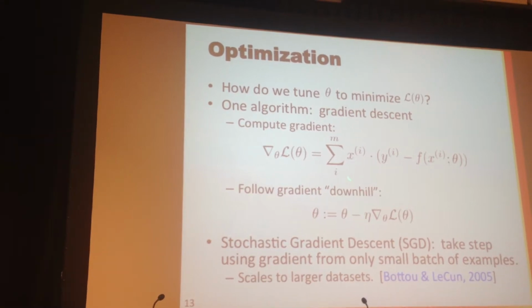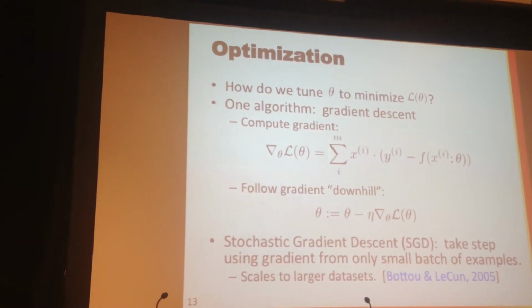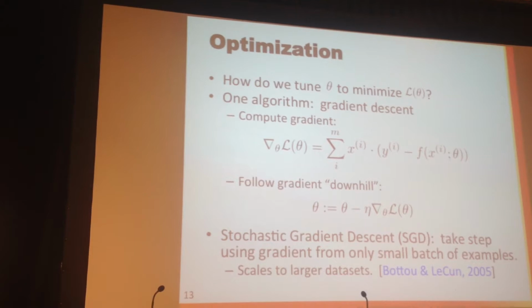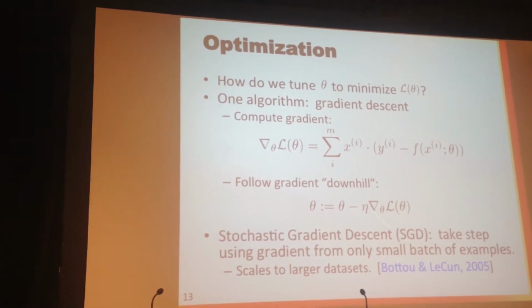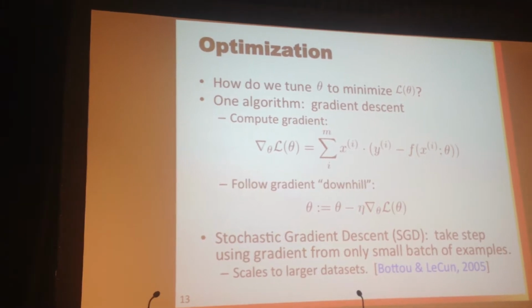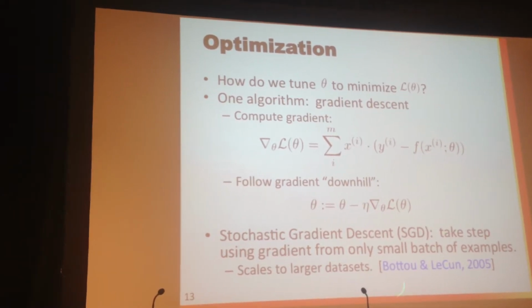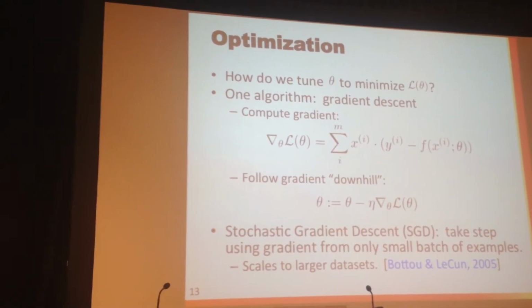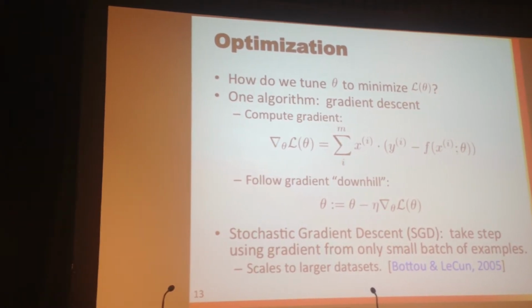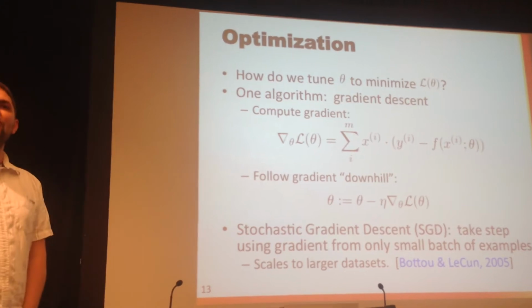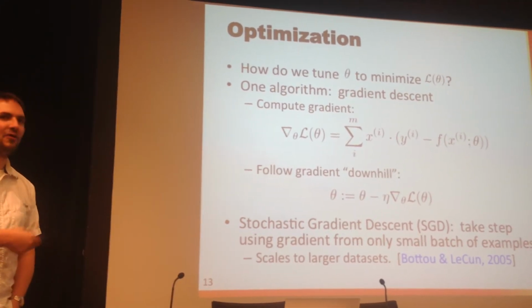And in fact, even though I wrote it here, this is a sum over the whole data set, over all the examples that I have. If you just get rid of this summation here and only do this for one example, this is an algorithm called stochastic gradient descent, which is a really fancy name. But it turns out we use this all the time in practice. So if you go to train a neural network, you're going to see this algorithm all over the place.